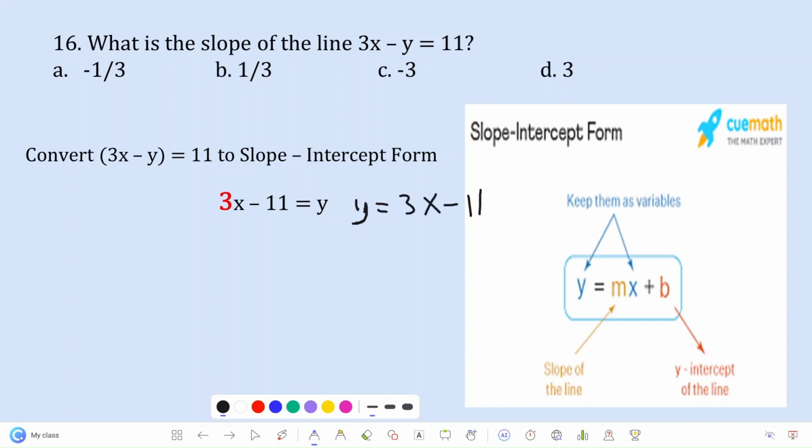So, parehas na po ang ating given sa ating slope-intercept form. So, ngayon, madali mo nang ma-identify kung alin ang slope of the line. At ang sabi natin, ang slope of the line, ito yung numerical coefficient ng x. So, dito, ang numerical coefficient ng x is 3. So, therefore, ang ating slope ay 3. So, ang 3 corresponds to choice letter D. So, yan po ang solution ng ating item number 1.